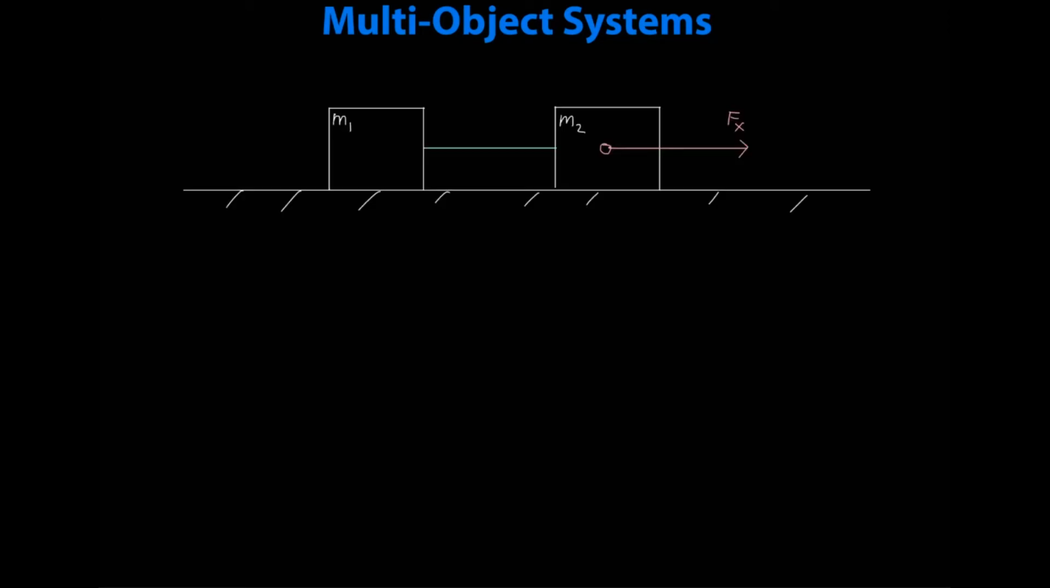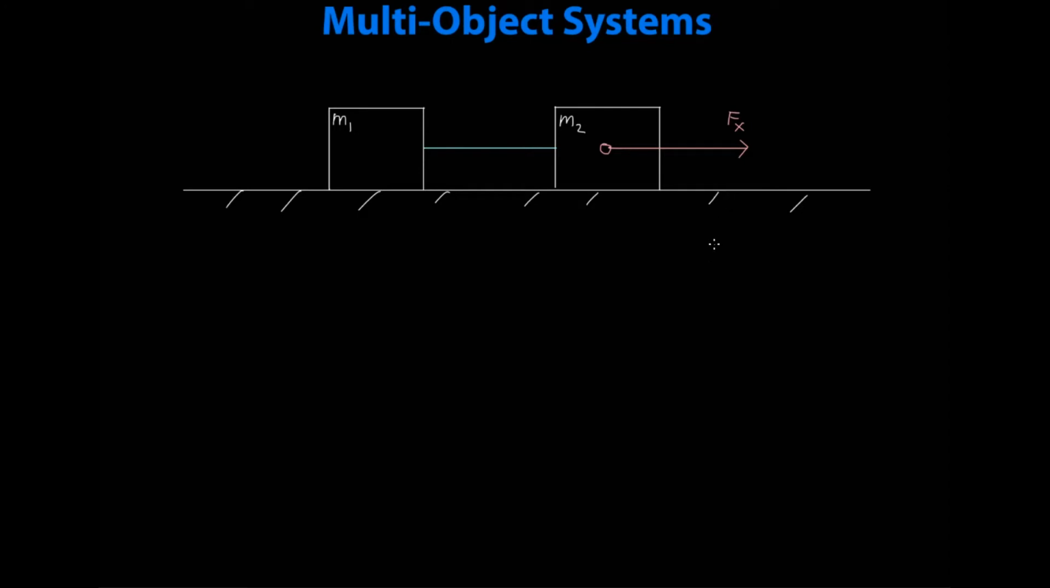So here is our setup. I have two objects, mass 1 and mass 2. Mass 2 is being pulled by an unknown force, which I've simply labeled force X. This could be from a rope, it could be another tension, it could be someone pulling it, it doesn't matter. Whatever it is, I'm simply labeling it force X.